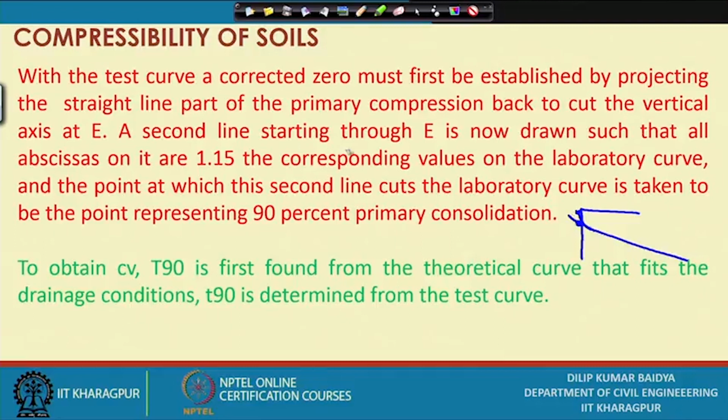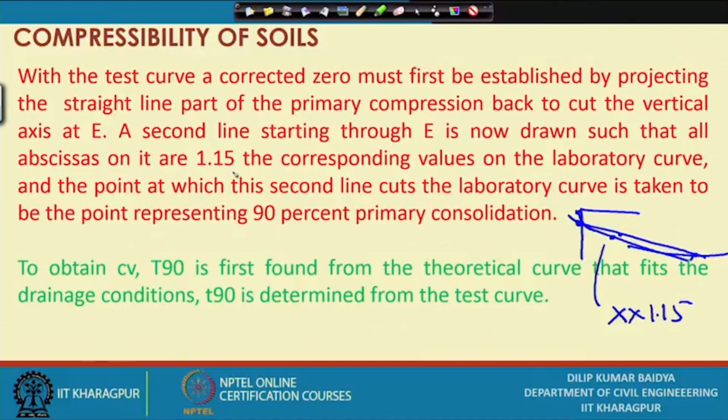A second line starting through E is now drawn such that the abscissa on it are 1.15 times corresponding value on the abscissa on the curve. That means, from here I will read the value, suppose this is x, and then I multiply by 1.15 and then I get the point here, and from here to here I join and this line will intersect the curve somewhere here. So, that is the thing is done.